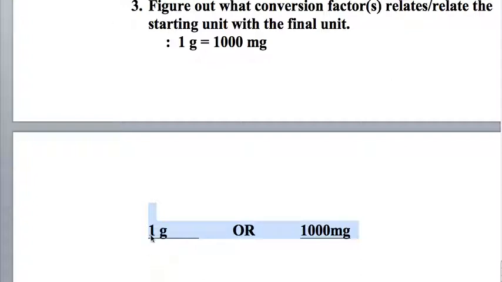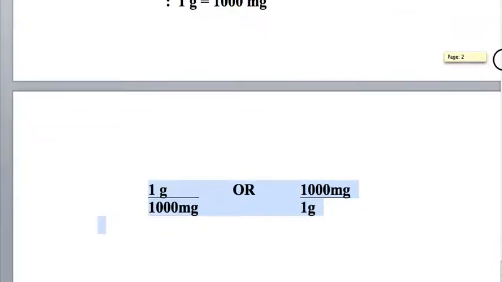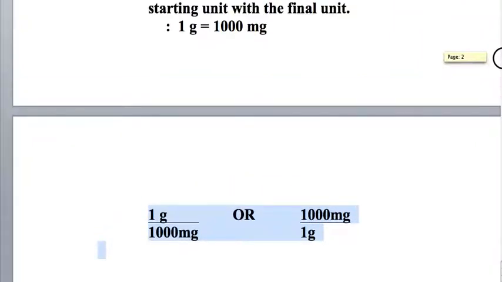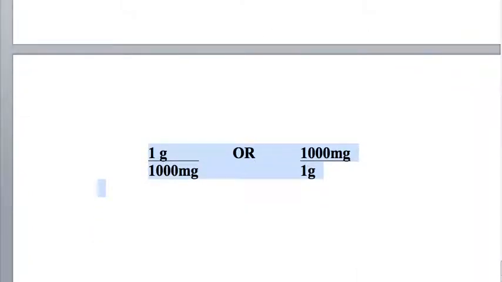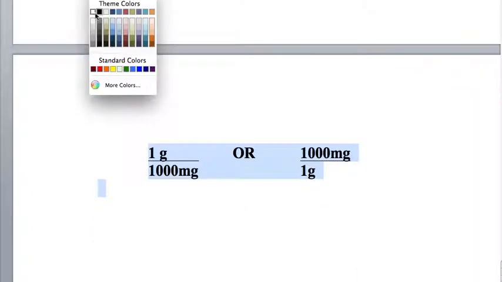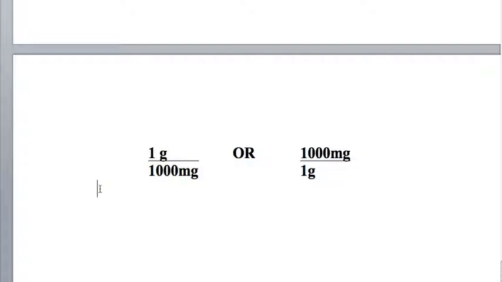There are 2 ways we can write that, as we discussed before. We can write that equivalency as 1 gram over 1,000 milligrams, or 1,000 milligrams over 1 gram. And the question you should be asking yourself, hopefully, is how do you choose to use 1 gram over 1,000 milligrams or 1,000 milligrams over 1 gram? That is what we will discuss next.